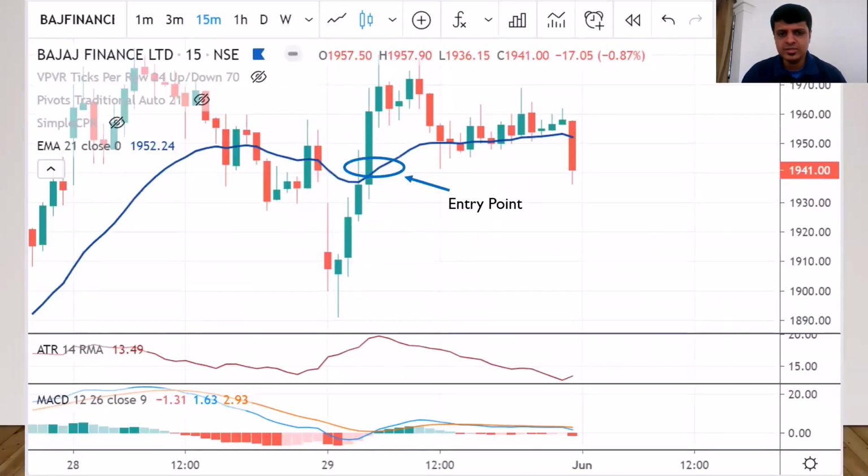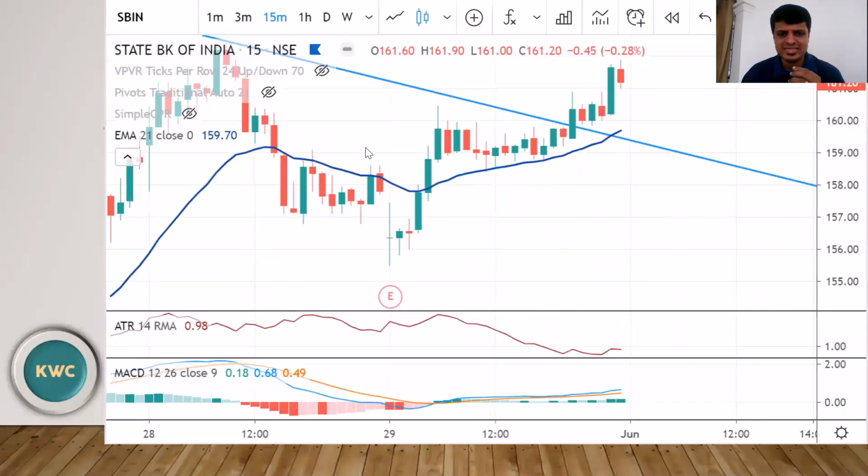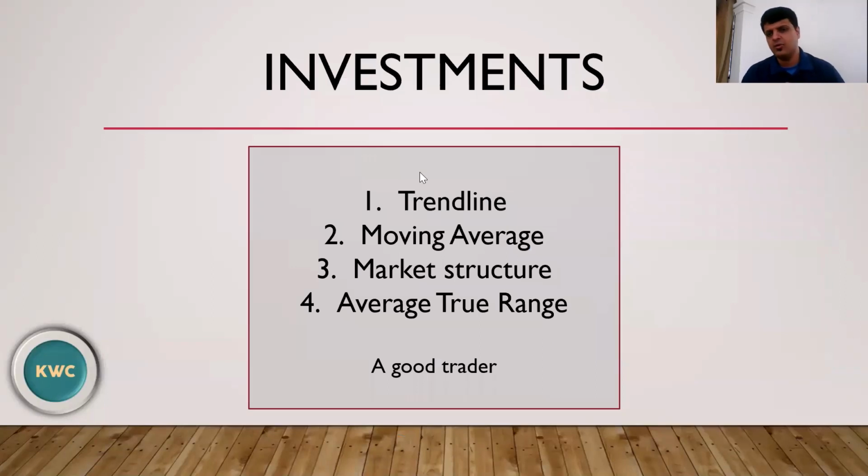Okay, so let's just look once more at what are the decision factors that we decide on. One is the trend line. Second is the moving average. Third is the market structure. Fourth is the average true range. And fifth, I think, for me, practically is this rough 1% rule. Okay, most of the trades I take is 1% rule. I will try to gain 1%. I'm willing to lose 1%.